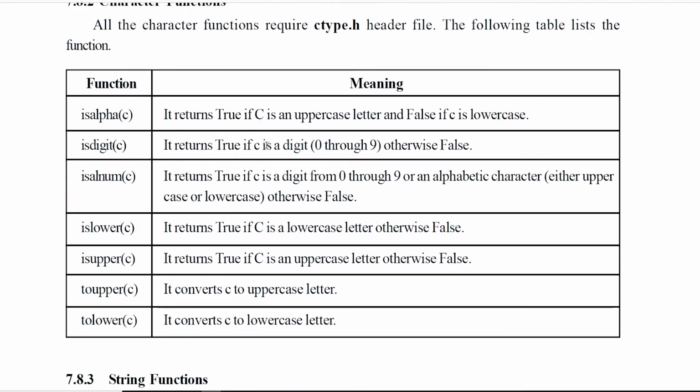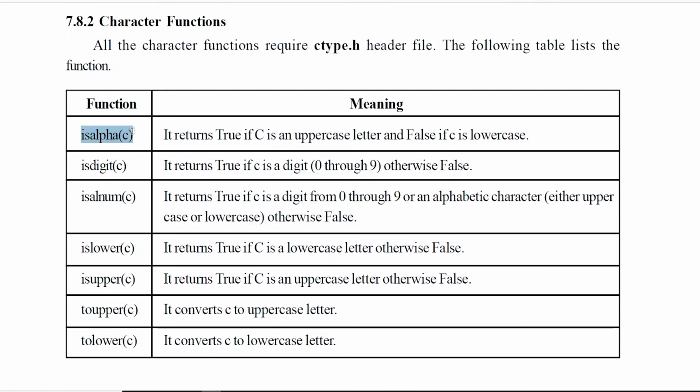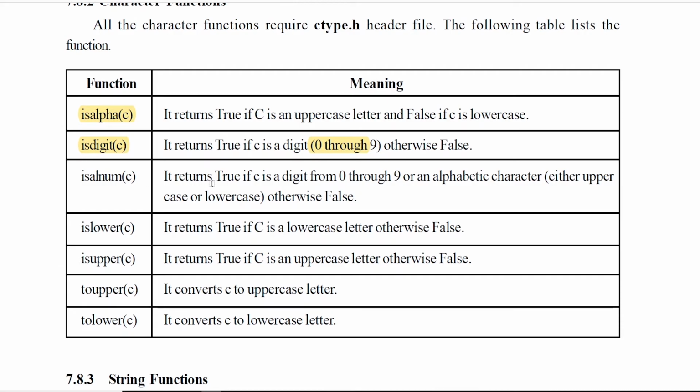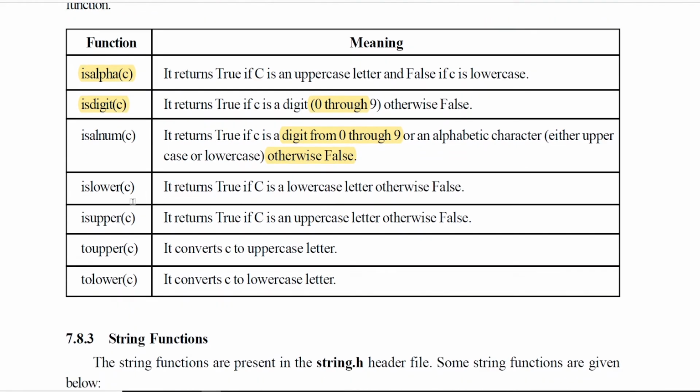So next we have the character functions. isalpha checks whether it is alphabetical or not, uppercase or lowercase. Like isdigit, it checks whether it's a digit between 0 to 9. These are all character manipulating functions. isalnum returns true if it's a digit from 0 to 9 or alphabetic characters, either uppercase or lowercase, otherwise it returns false. islower returns true when it's lowercase. If it is uppercase, it returns false. You can see C is uppercase, it returns false. For isupper, it returns the value true because it's uppercase.